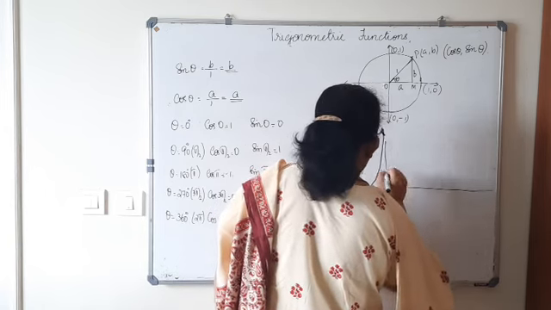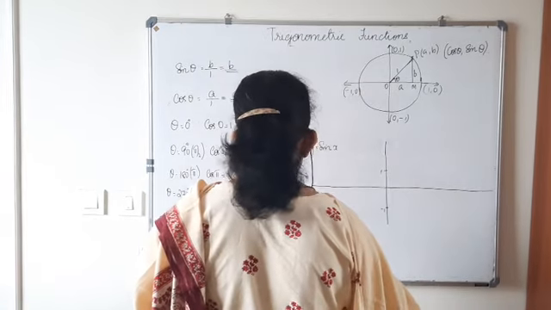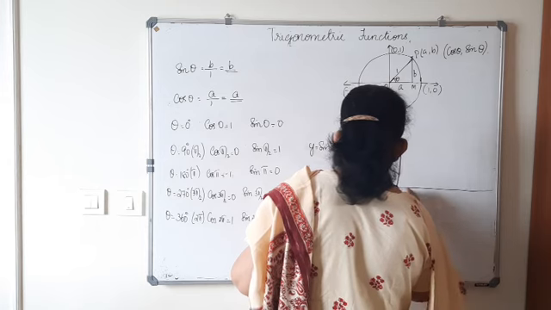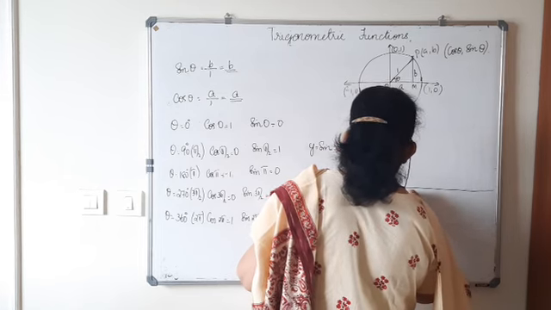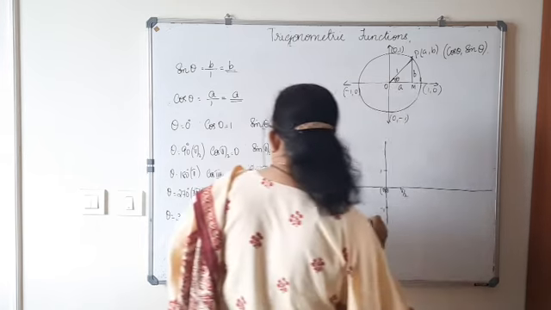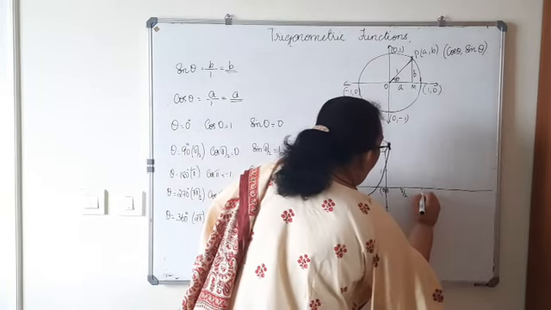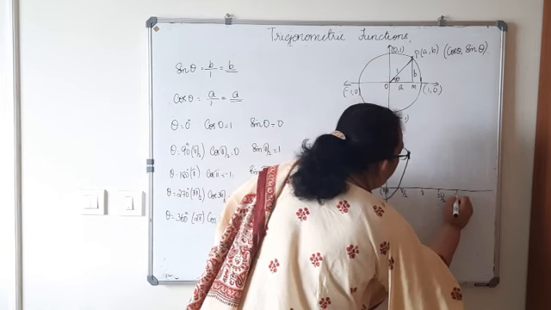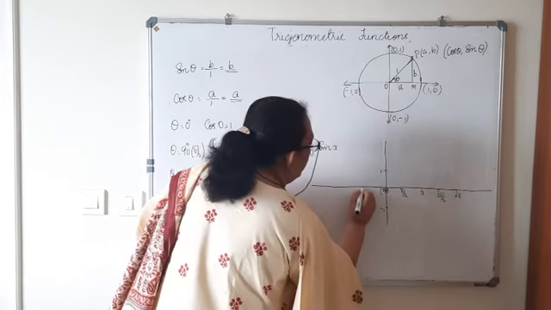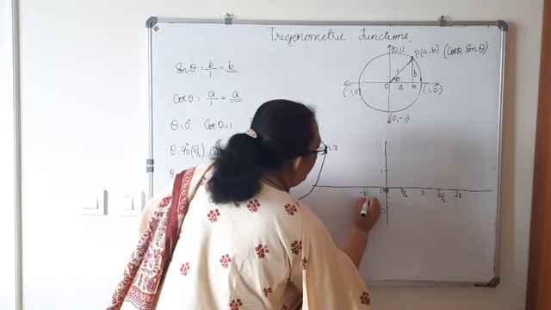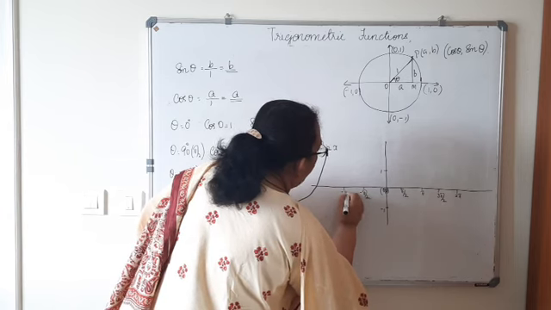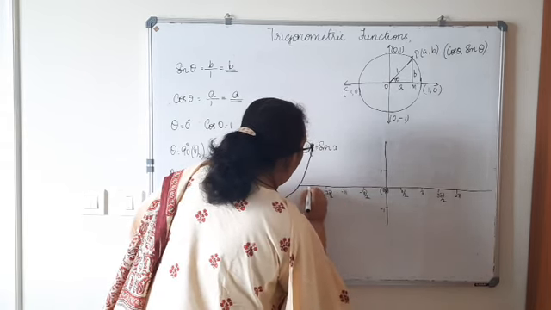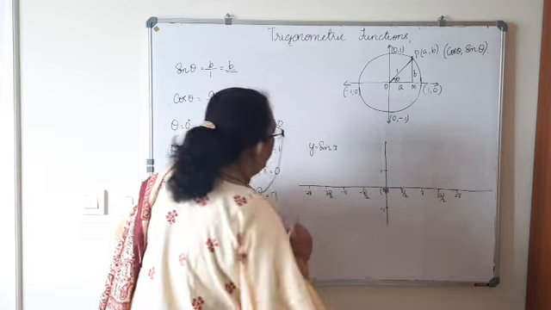minus 1, plus 1, 0, pi by 2, pi, 3 pi by 2, 2 pi, minus pi by 2, minus pi, minus 3 pi by 2 and minus 2 pi.